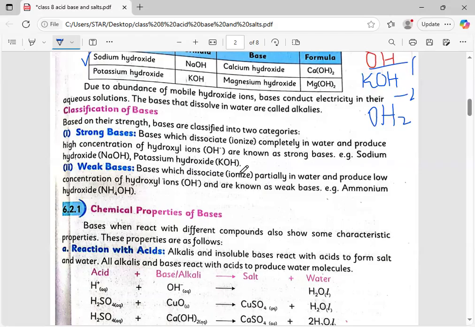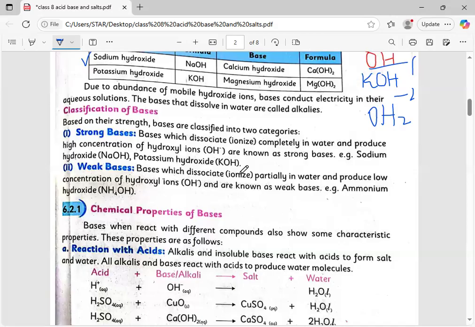And these OH minus ions are responsible for conducting electricity in the aqueous solution of bases. So whenever you dissolve sodium hydroxide in water, it dissociates into OH ions, and the OH ions are responsible for the electricity generation in that NaOH solution. So in short, whenever you dissolve a base in water, the presence of OH ions makes it able to conduct electricity in the laboratory and in chemical reactions.